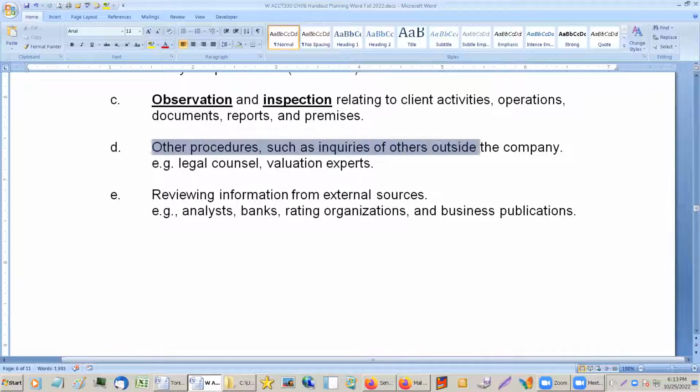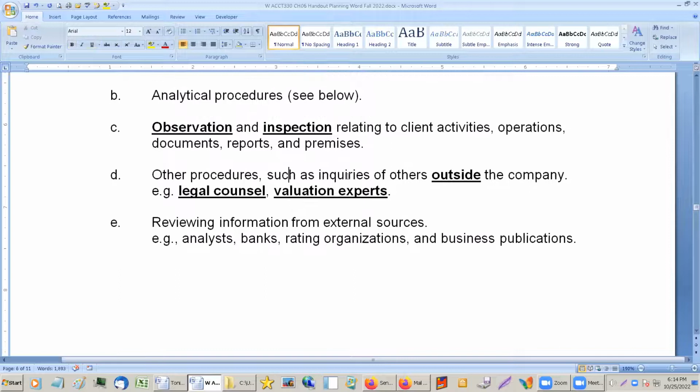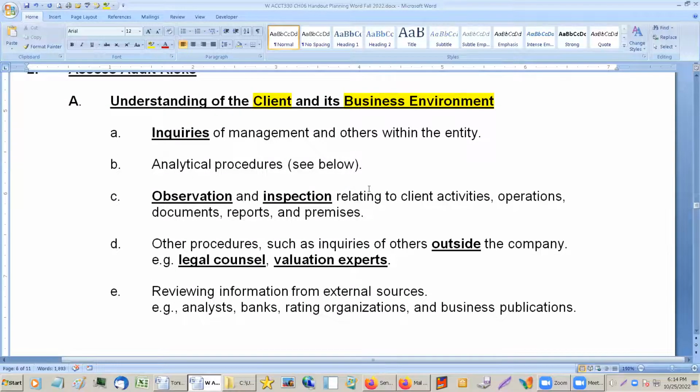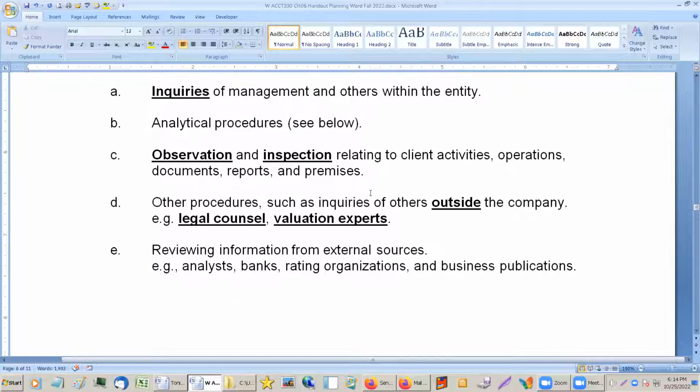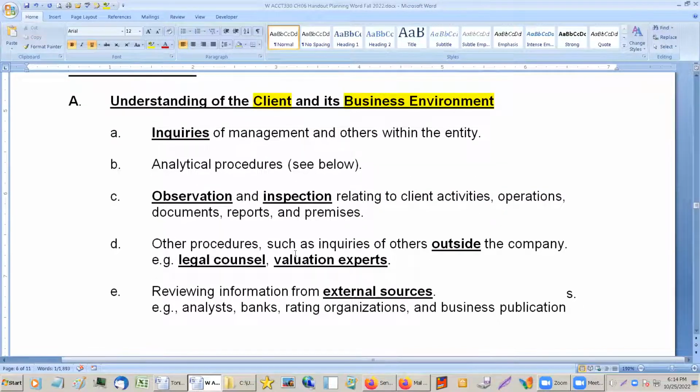You might talk to people outside of the company. Lawyers are a big one. Talk to their legal counsel. Sometimes valuation experts. It really depends on what you're looking at. There are some things that are harder to value than others. And reviewing information from external sources: analysts, banks, rating organizations, business publications, all these things are external that talk about the company.